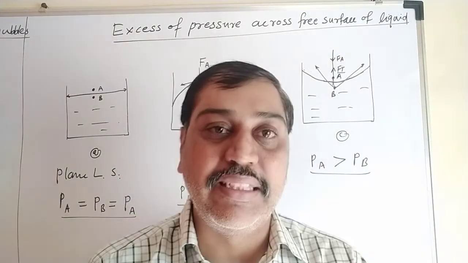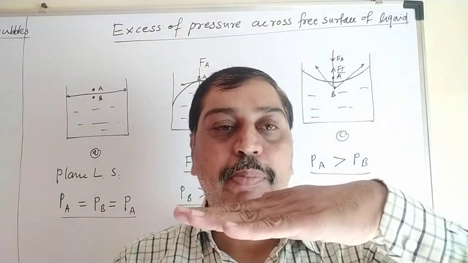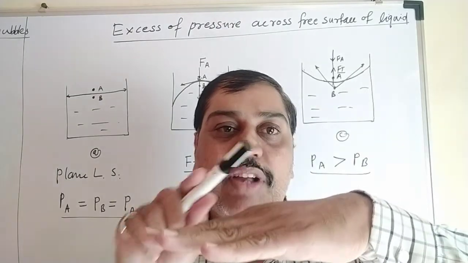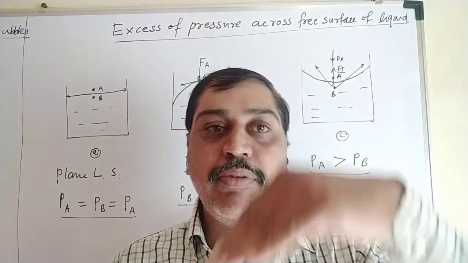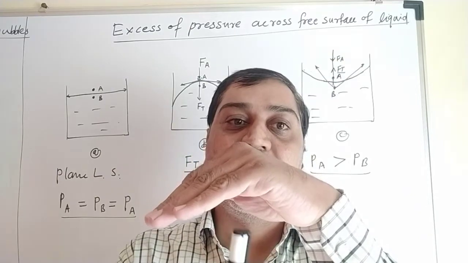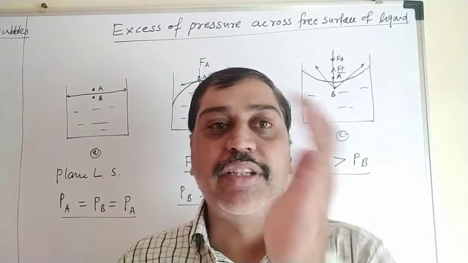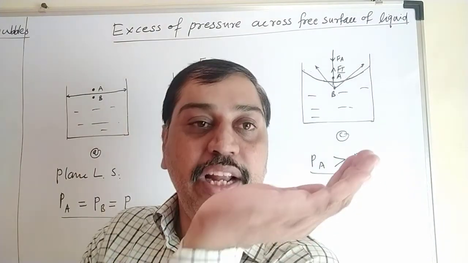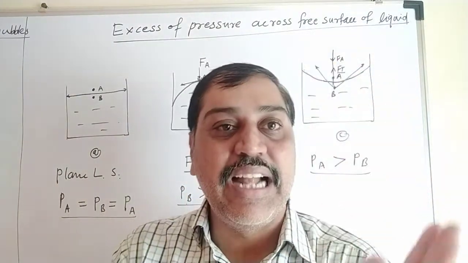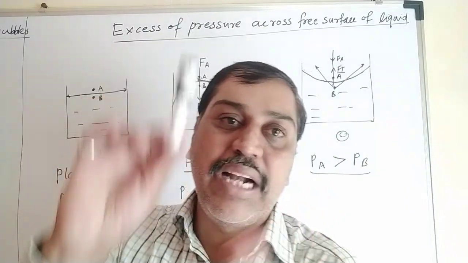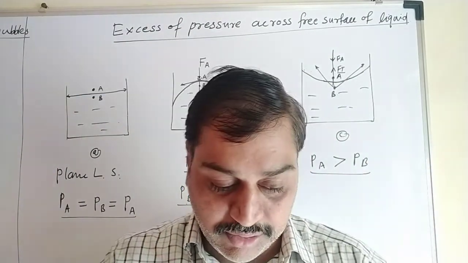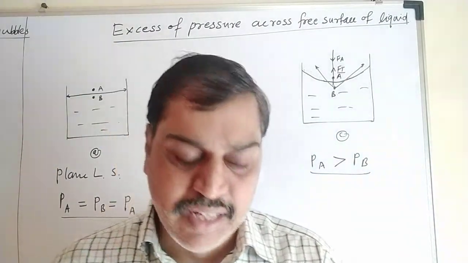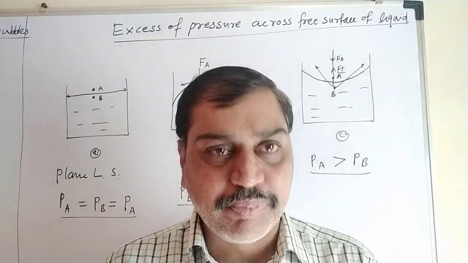So from all this, if the surface is plane, the pressure from both sides of the point, outside and inside, is the same. If the surface is convex, pressure at the inner side is greater than the outer side. If the surface is concave like this, pressure at the outer side is greater than the inner side. In concave and convex surfaces, it is seen that whenever there is a cavity, the pressure from that side is more. So this is the point that has to be explained here. Now let's go to the next topic.